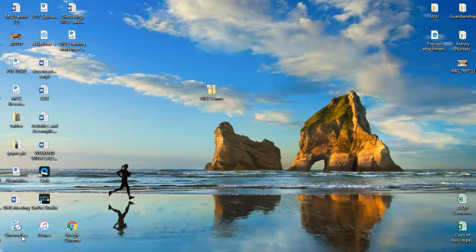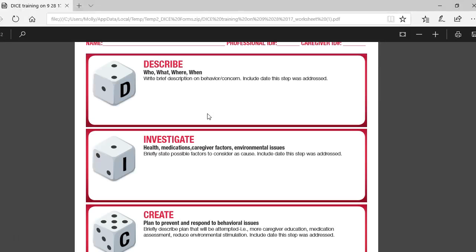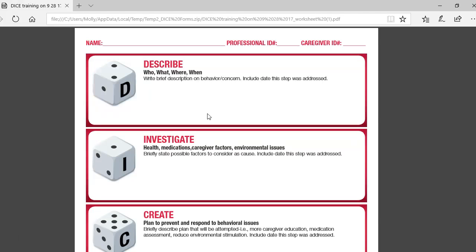Hello, we will now look at the DICE worksheet or work tool that you will be using. So I'm going to go back into our folder and I'm going to open up the DICE training September 28th worksheet. This form should look familiar as this is what you were trained to use during the DICE training last month. This is the form you will use when implementing the DICE intervention with caregivers.